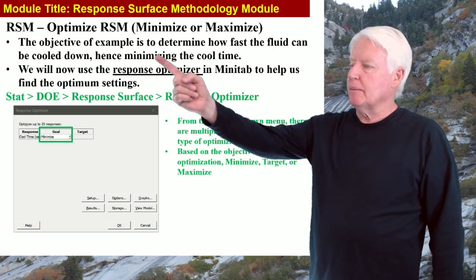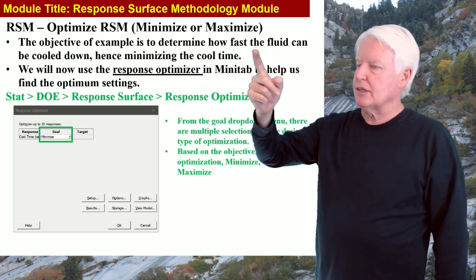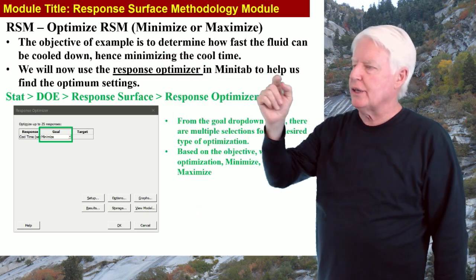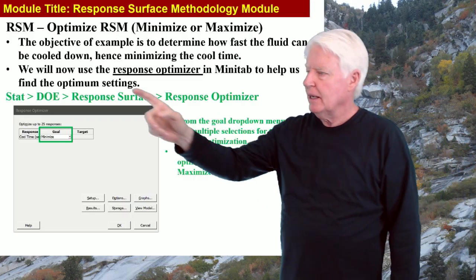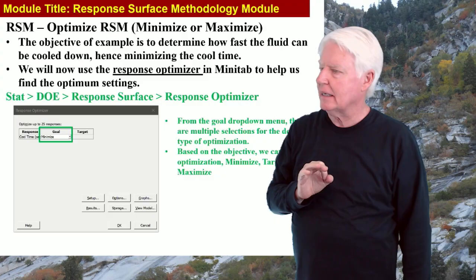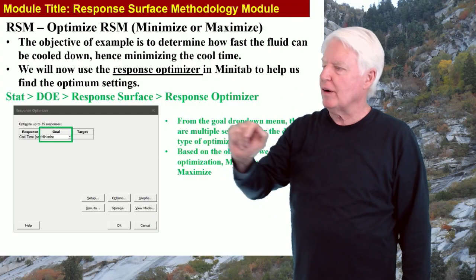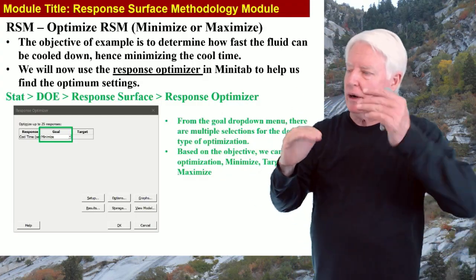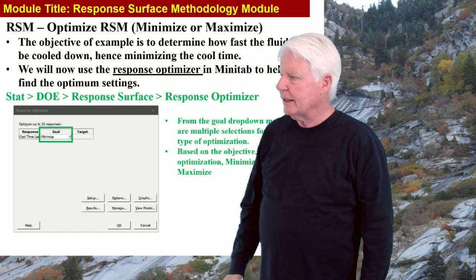All right, the objective of this example is to determine how fast the fluid can be cooled down, hence minimizing the cool time. We will now use the response optimizer. Okay, this is where it becomes nice in Minitab to help us find the optimum settings. So it'll find where all those slopes are zero and tell you the optimum.